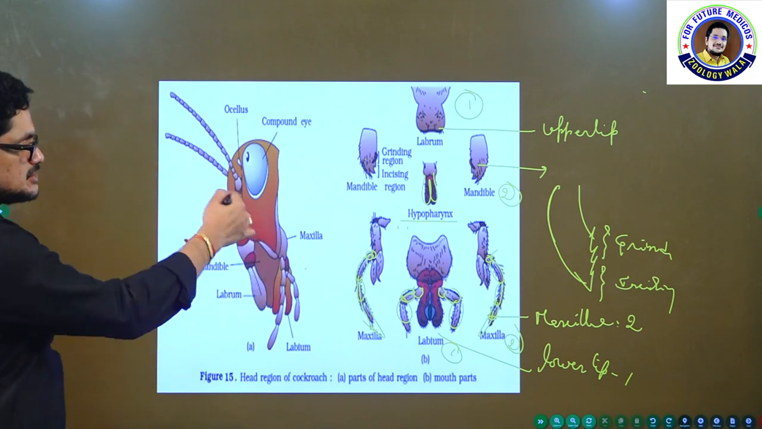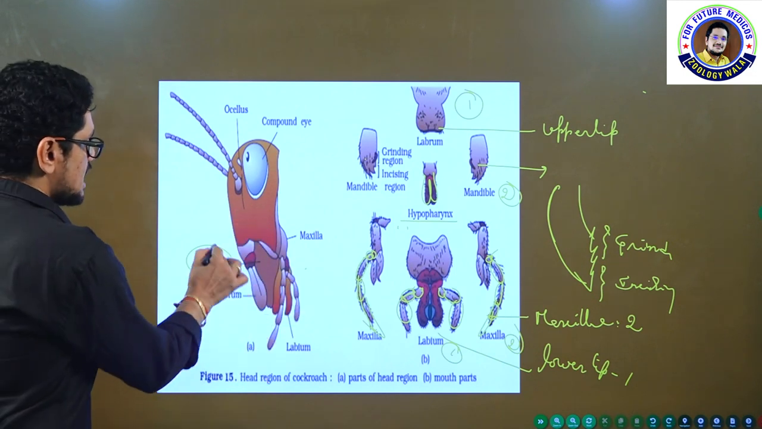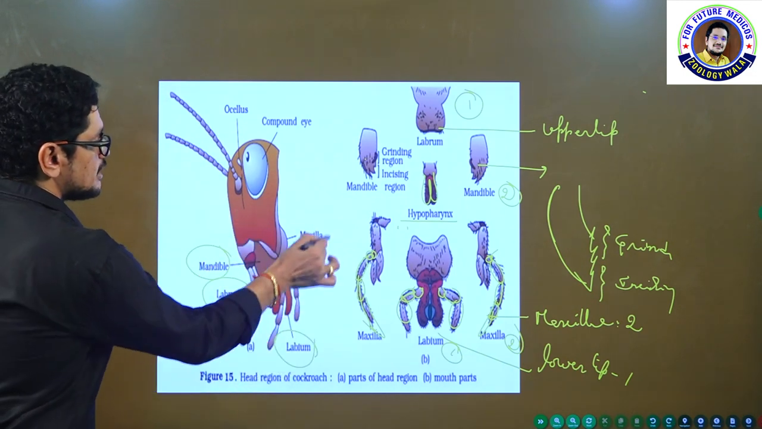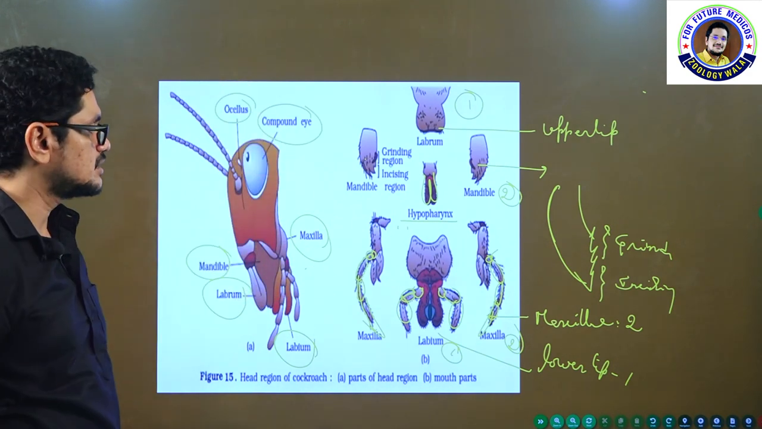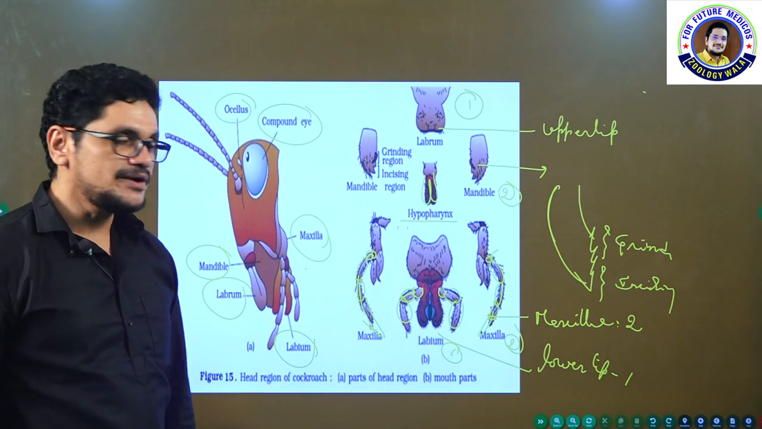So biting and chewing type of mouth parts are seen. See, this is the diagram we have just seen. In the examination, diagram-oriented questions may be there. You have to remember this, I am saying repeatedly. That's all about the head portion.